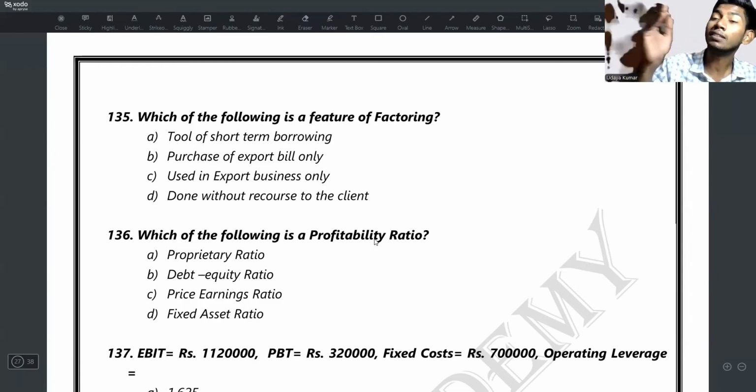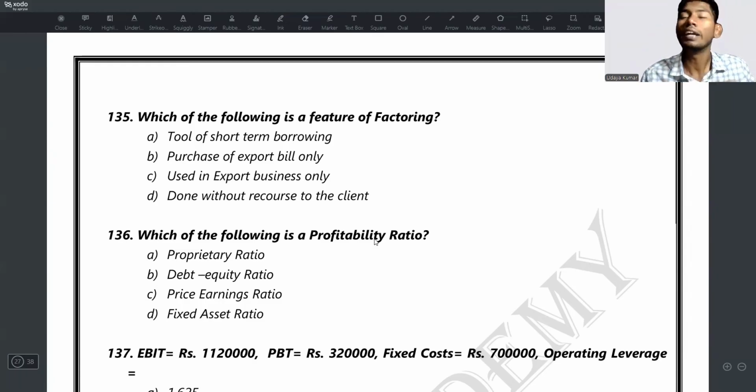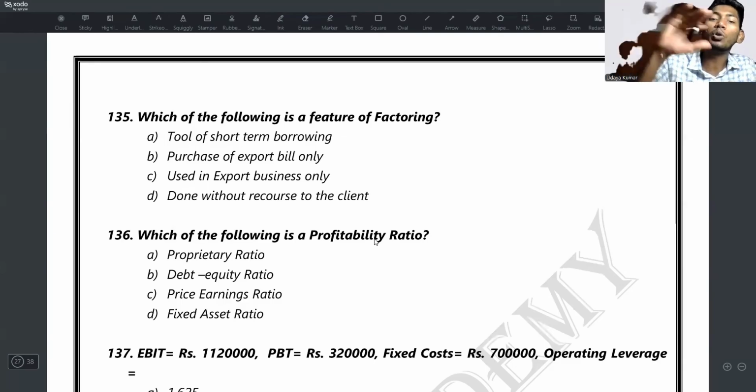So the third party is called a factor, at a discount, in exchange for immediate cash. It is commonly used as a short-term financing option to improve liquidity. It helps businesses manage cash flow by turning receivables into instant cash.